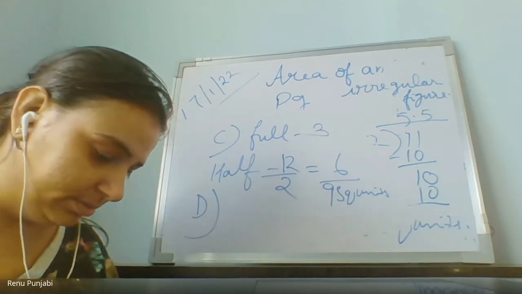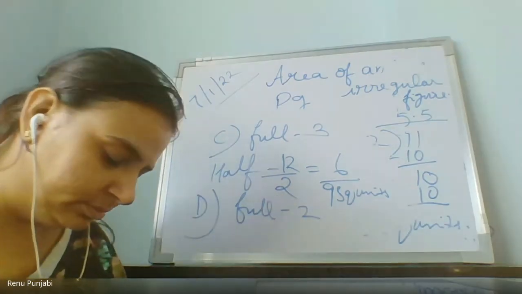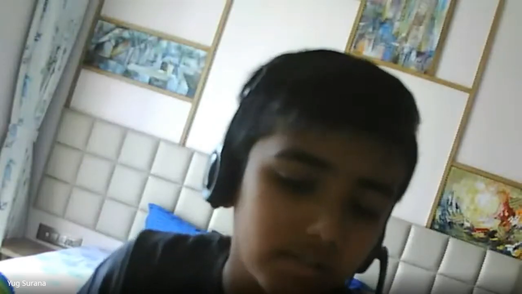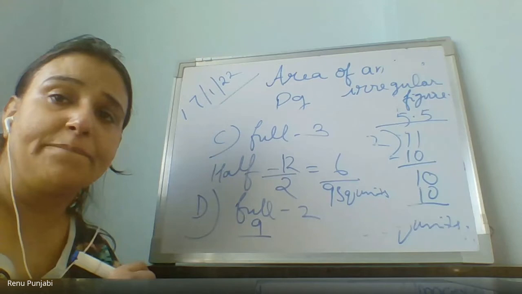2 full squares. How many full? Ma'am, 2 full. How many half? The answer is 6.5. Ma'am, only one full. Half and 9. Ma'am, 6.5 square units. Ma'am, 2 full, 9 half. Maybe it's one. 2 full. Ma'am, see.